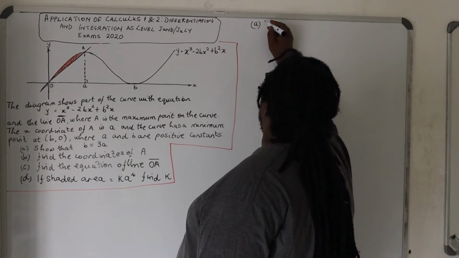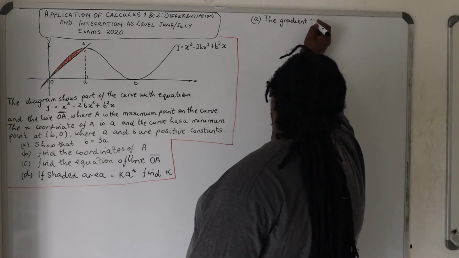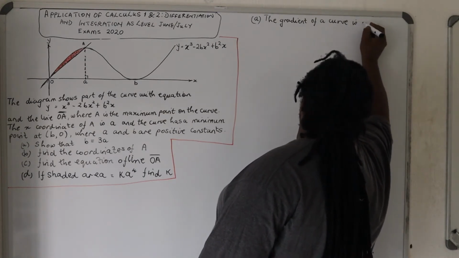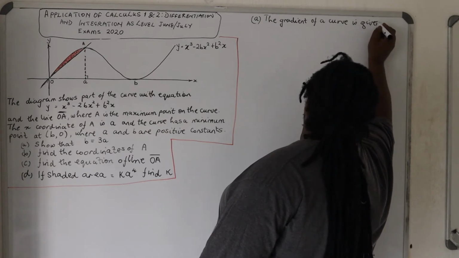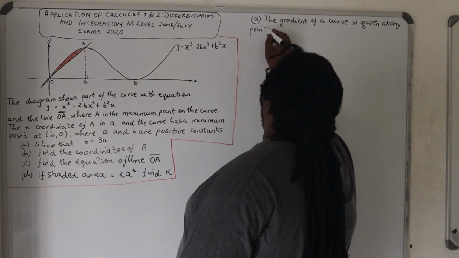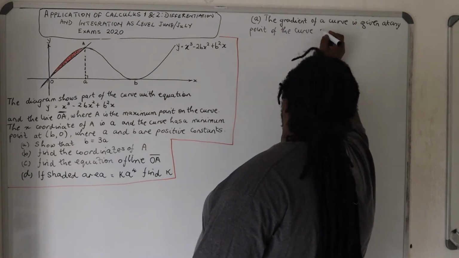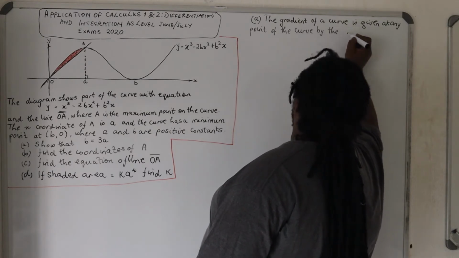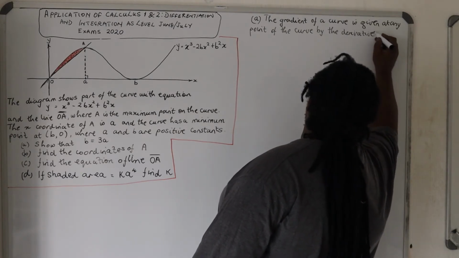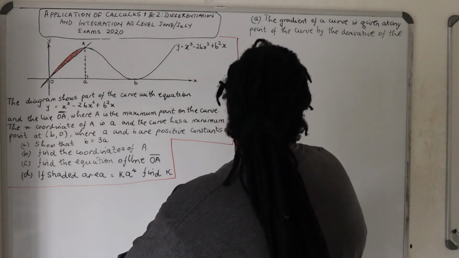So the first point is that the gradient of a curve at any point of the curve is given by the derivative of the equation of the curve.